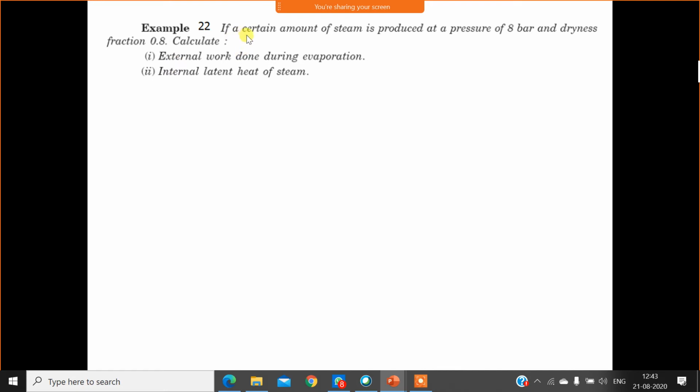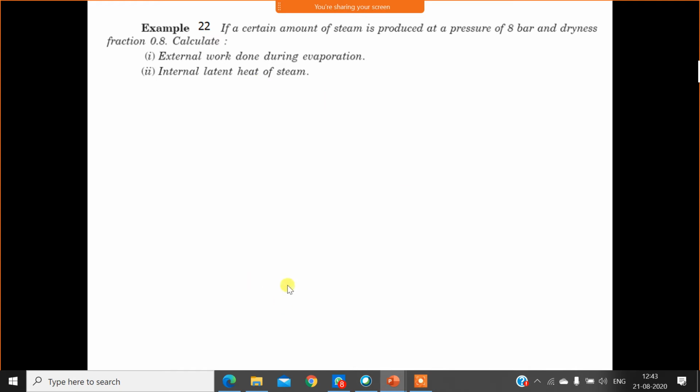In this problem, a certain amount of steam is produced; the mass of the steam is not given. It is produced at a pressure of 8 bar, and the dryness fraction is 0.8. Since the dryness fraction is given, it is wet steam. We have to calculate the external work done during evaporation and the internal latent heat of the steam.